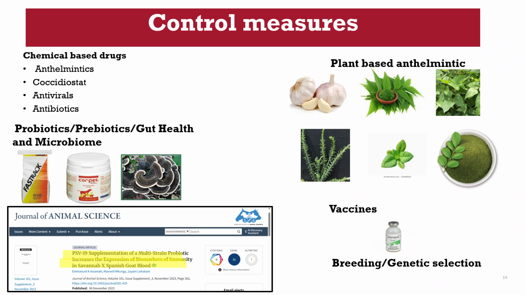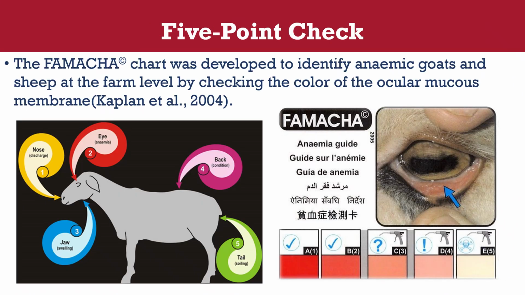We also have vaccines, and the type of breed also determines the resistance when it comes to these parasites. Like we mentioned, Spanish goats are very resistant to these parasites. And so how do we monitor the health of these goats?